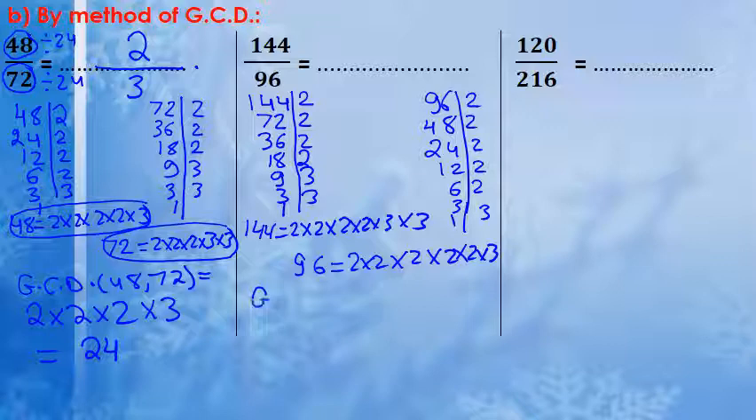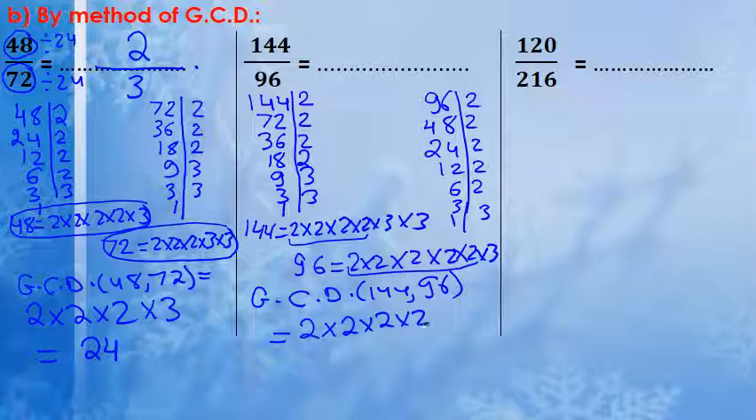Now we should choose the GCD of 144 and 96. Here we have 2 four times and 2 five times, so we take 2 four times. 3 two times and 3 one time, we take 3 one time. 2 times 2 is 4, times 2 is 8. 2 times 3 is 6, so 8 times 6 is 48. We divide up by 48 and we divide down by 48.